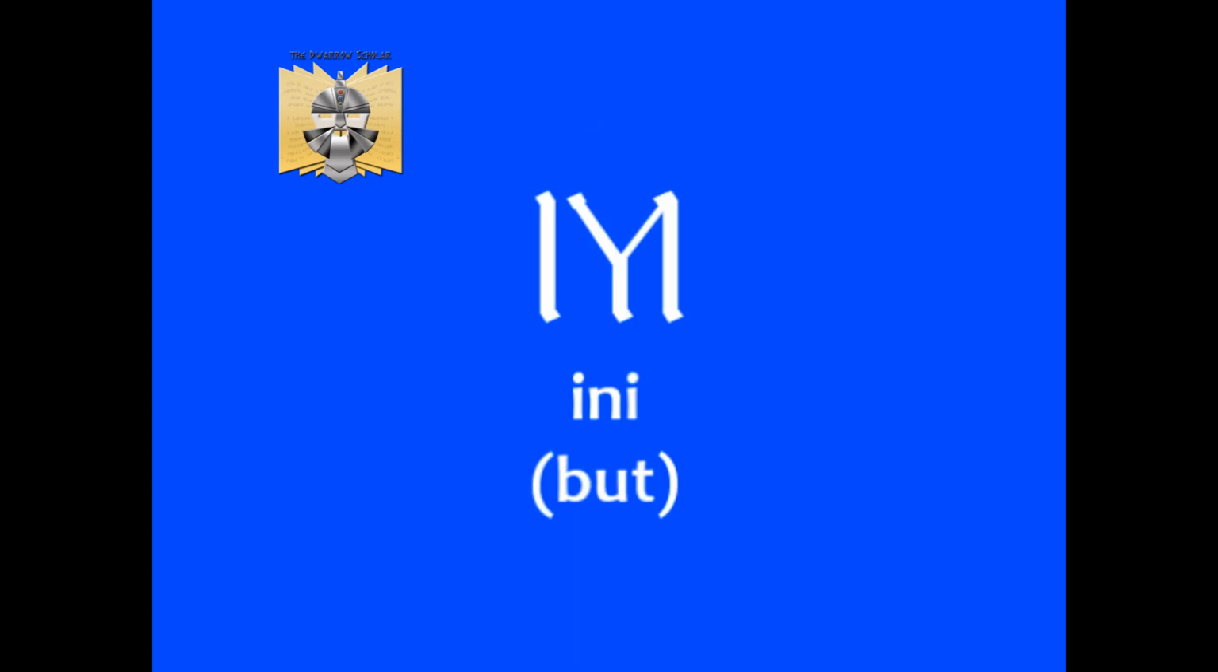Ir. Now, sometimes this is pronounced as the English word het, though usually it's pronounced like the E in the English word free. In most cases, both are considered correct, and depending on the region, you will sometimes see one favored over the other. I tend to pronounce this as ir in almost all situations, but as mentioned, both are considered correct. An example of such a word in our lesson today is ini, meaning but.